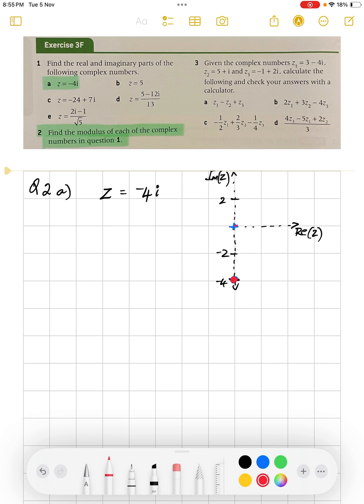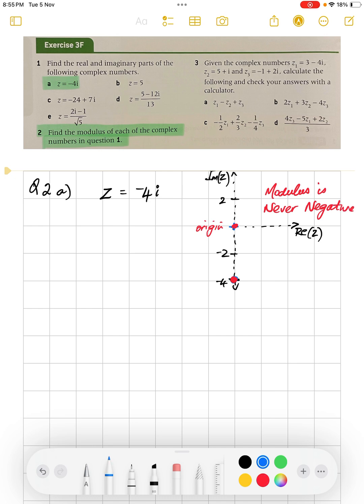How far is it away from the origin? And the distance, you can see, is 4 units. Notice the modulus will never be negative because it's a distance, so be careful. The modulus is never negative. It's absolute.